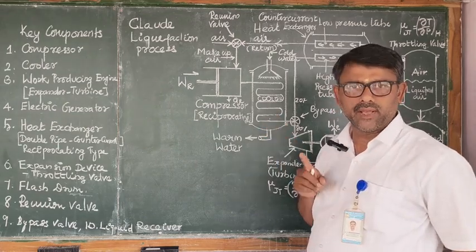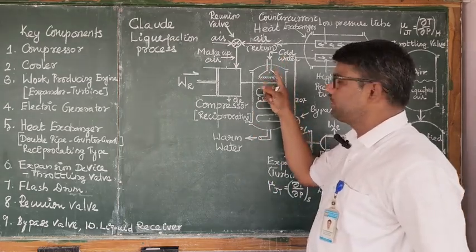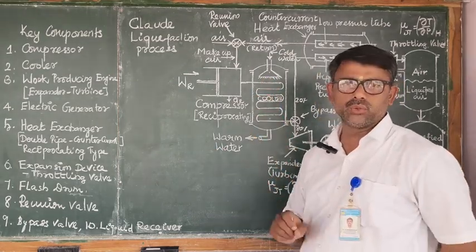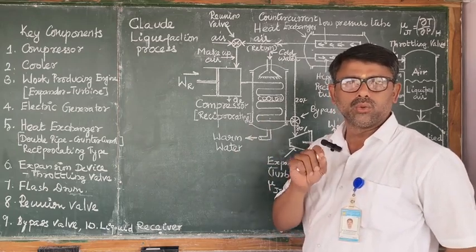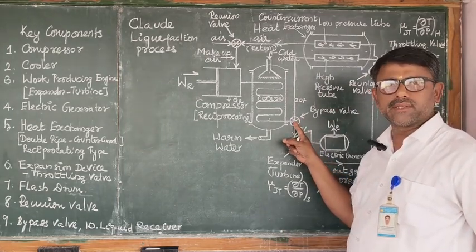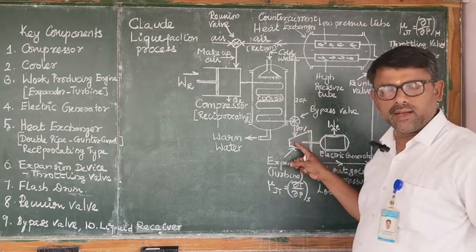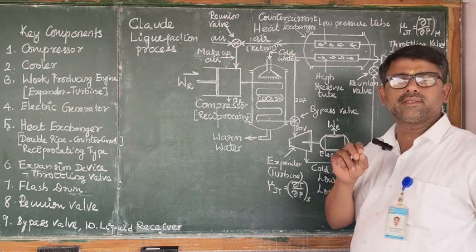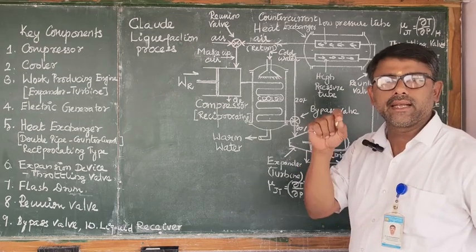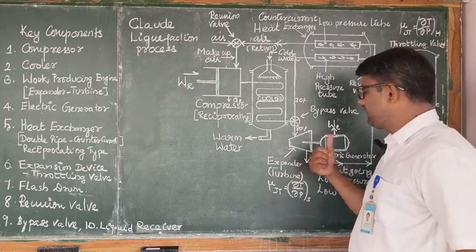Here, the temperature of air is decreased to room temperature by spraying cold water at the top, and warm water is rejected at the bottom. The cooler is used to decrease the temperature of air to room temperature. Okay. 80% of the main stream is bifurcated to the expander. Here, our ultimate aim is to decrease the temperature of the compressed air below its critical temperature. Minus 140 degrees Celsius is the critical temperature of air.